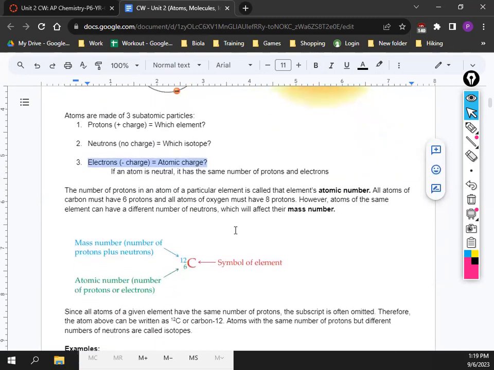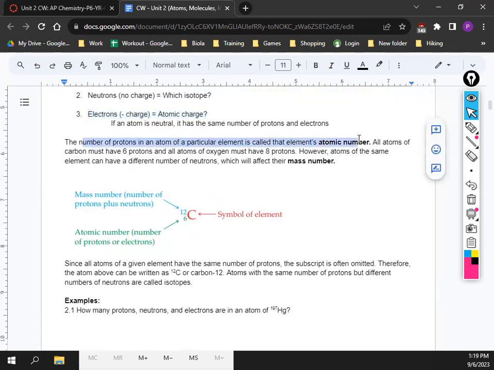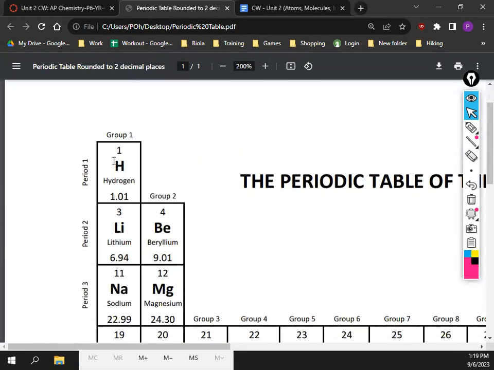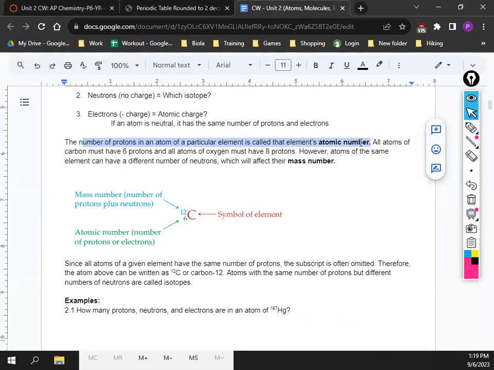All right, so let's start with the protons. The number of protons something has is called the atomic number, okay? And the atomic number is the number on top of the box on the periodic table. If you have a periodic table, and you don't need one right now, so don't feel pressure to pull one out, every single box has a number on top, right? Those are called the atomic number. And that also tells you how many protons that atom has. So hydrogen has 1, lithium has 3, beryllium has 4, and so on and so forth. Now, that's the atomic number.